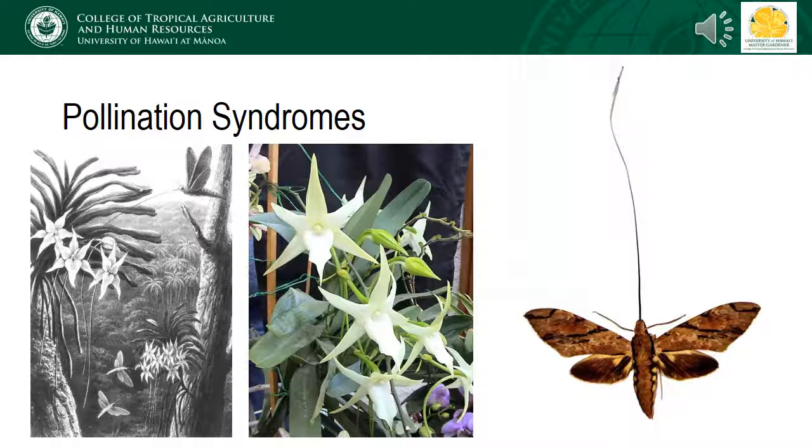It wasn't until 20 years after Darwin's death, in 1903, that the very large moth was discovered, a sphinx moth with a proboscis extending nearly 12 inches.